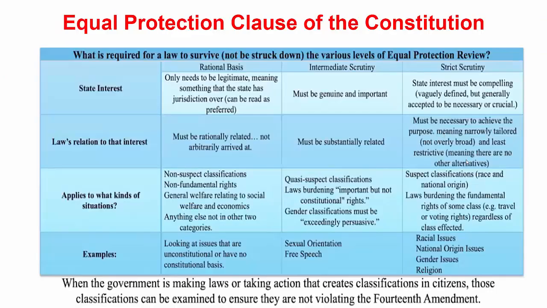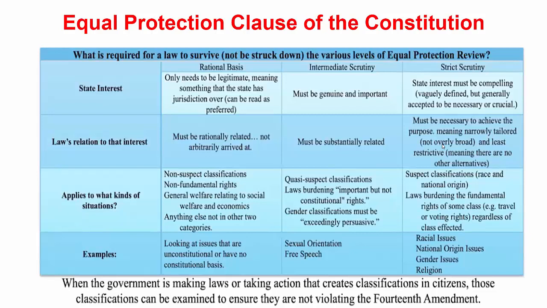Equal protection, when we look at the Equal Protection Clause, remember, is when the government is making laws or taking actions that classify citizens. Those classifications can be examined by the courts to make sure they're not violating the 14th Amendment. Remember, the 14th Amendment requires that all laws and rights be applied equally to all individuals, regardless of any circumstances or classifications of them. So remember what is required for a law to survive, to not be struck down, when the court evaluates whether the Equal Protection Clause has been violated.